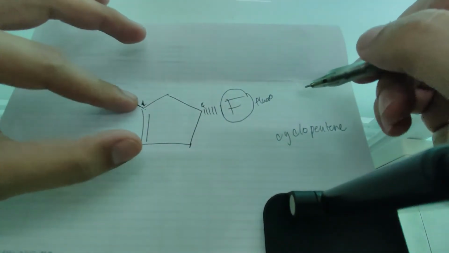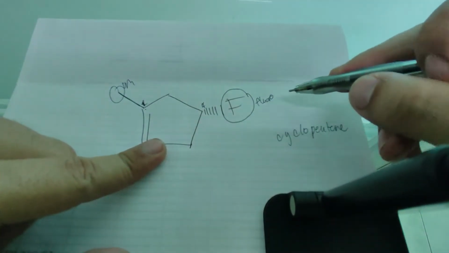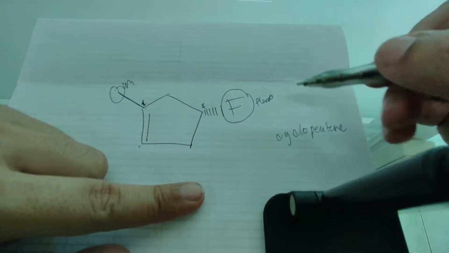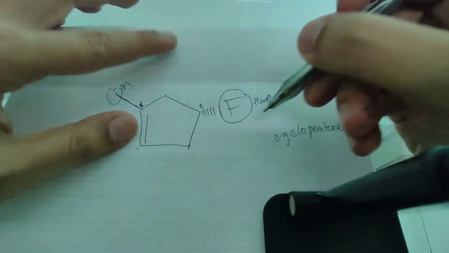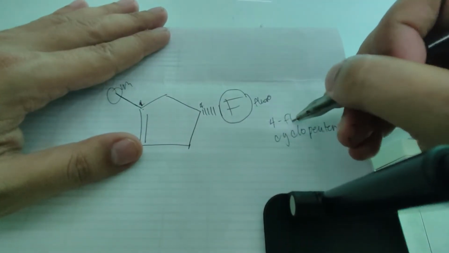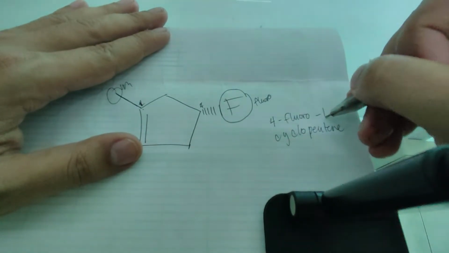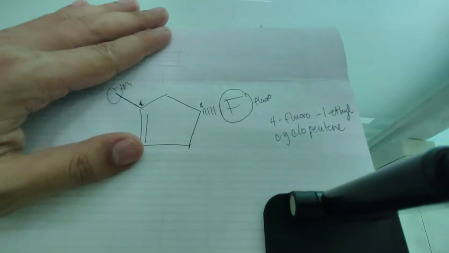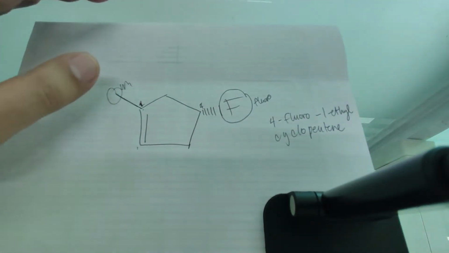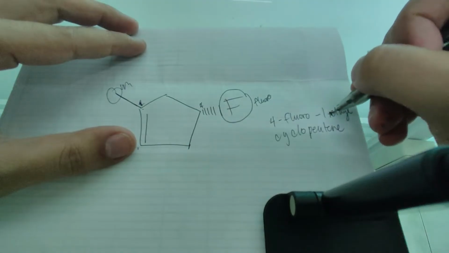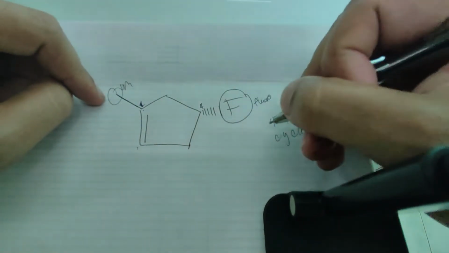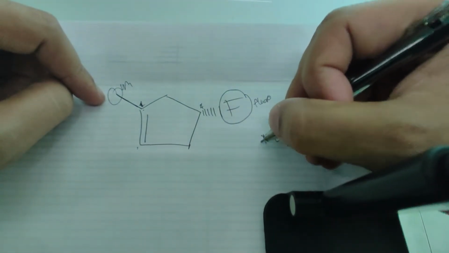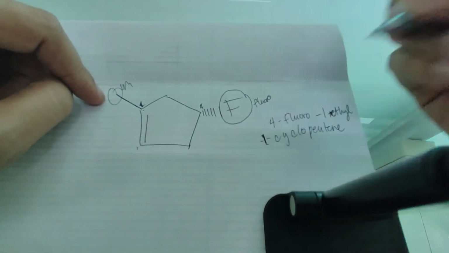Again, we have 2 substituents, a methyl group and a fluoro group. If we arrange the fluoro alphabetically, we have 4-fluoro, and then 1-methyl. Sorry, that's a methyl, not an ethyl. Because it's only one carbon, 1-methylcyclopentene. The 1 can be omitted because it is understood.